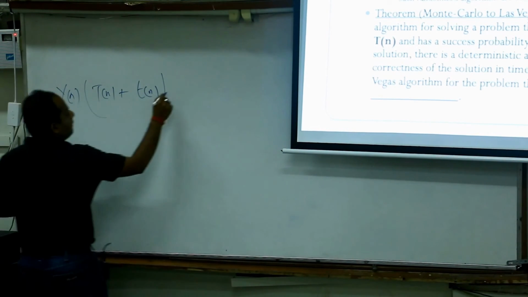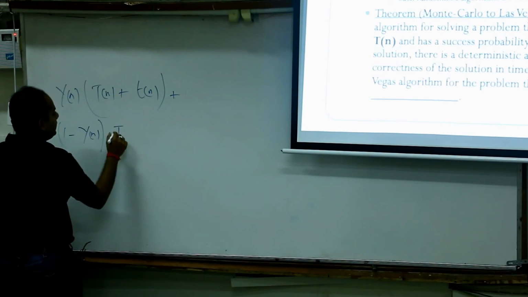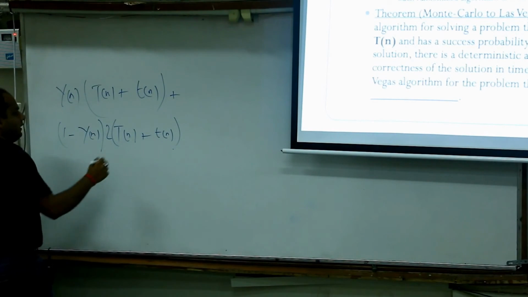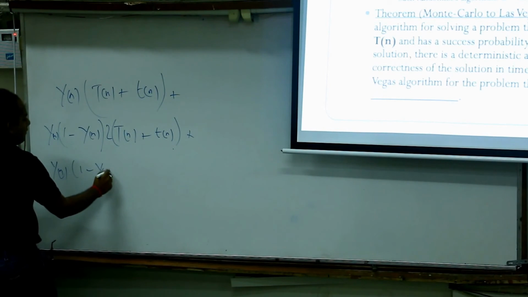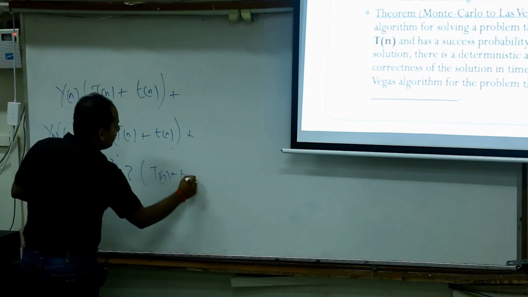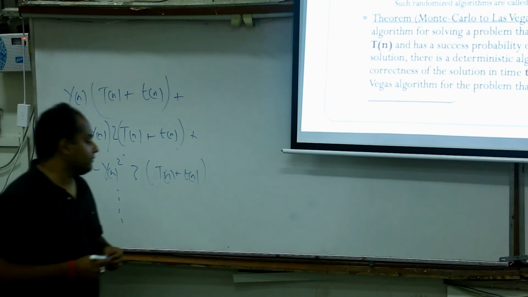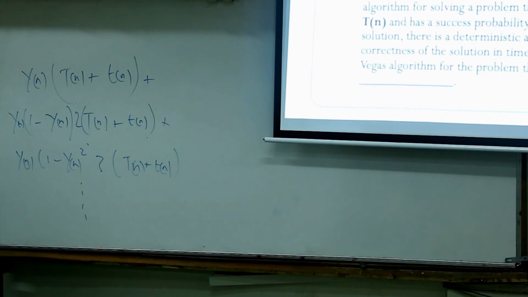So gamma n into Tn plus Tn, and then gamma n into 1 minus gamma n into 2 into Tn plus Tn. And otherwise you will again have gamma n times 1 minus gamma n whole square into 3 into Tn plus Tn, and so on and so forth, right? What do you think this expression simplifies to? Try doing it, taking things out common, and maybe you can.